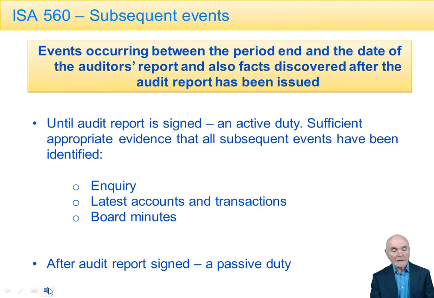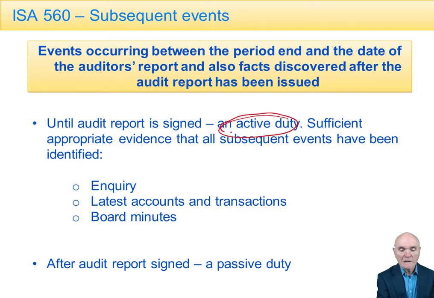Until the audit report is signed, remember that the auditors are still on duty. The audit doesn't end until the audit report is signed. That's where the guillotine comes down and says, I've done my work, I'm signing off the audit. But until then, you are every bit as much on the lookout for evidence and events and occurrences and transactions which may affect the financial statements. And this is known as an active duty. You will still, therefore, be carrying out audit work. You will still be looking for audit evidence.